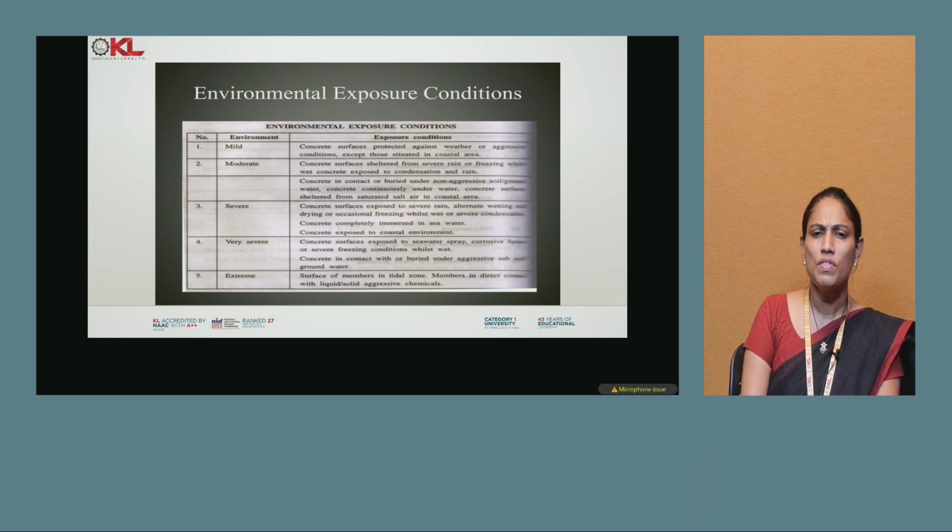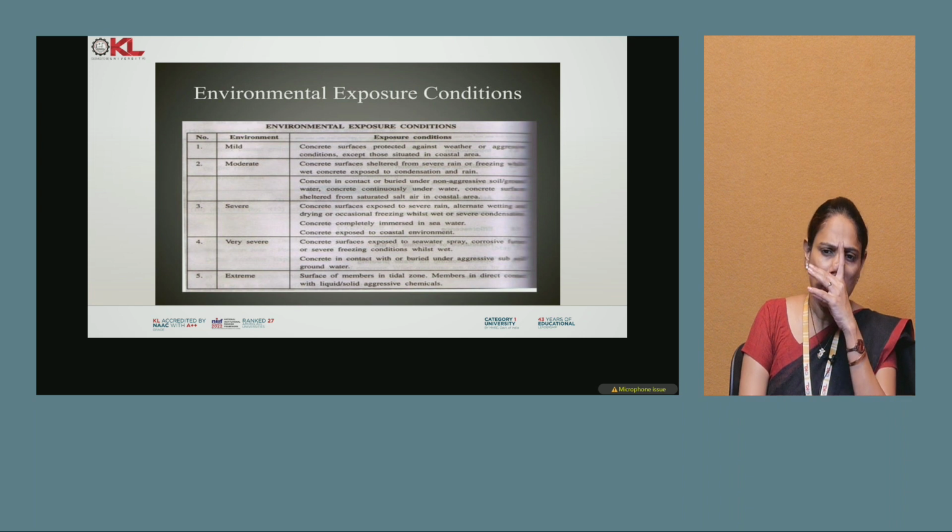If it is very severe, it will be considered as seawater spray, corrosive fumes or severe freezing conditions, wet and dry conditions, and buried under aggressive subsoil groundwater. So it will give severe conditions for concrete. Extreme means surface of members in the tidal zone, and members in direct contact with liquid or solid aggressive chemicals.